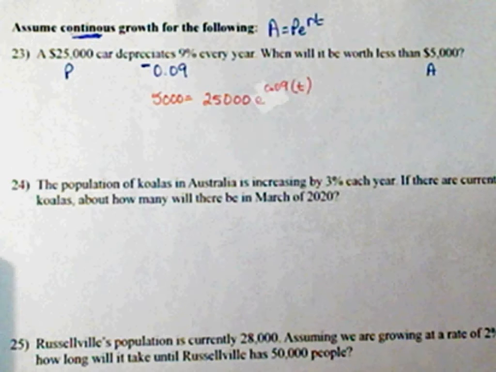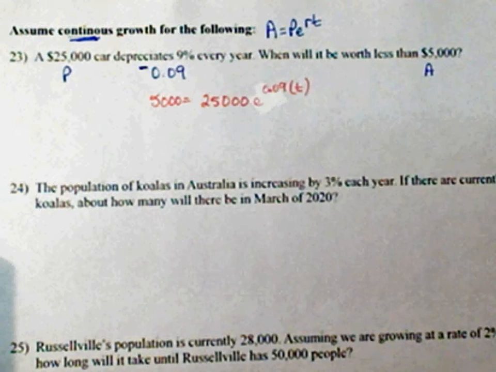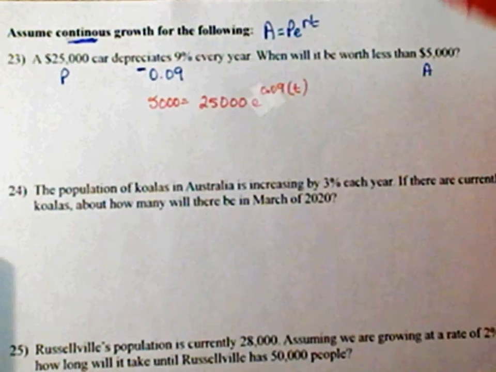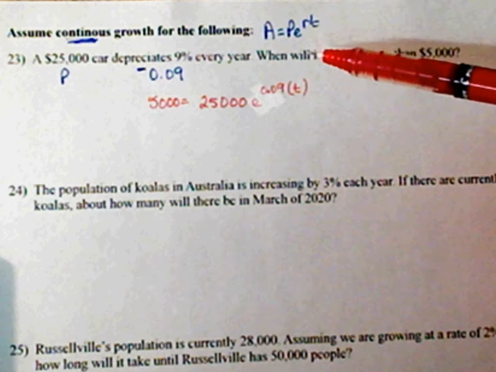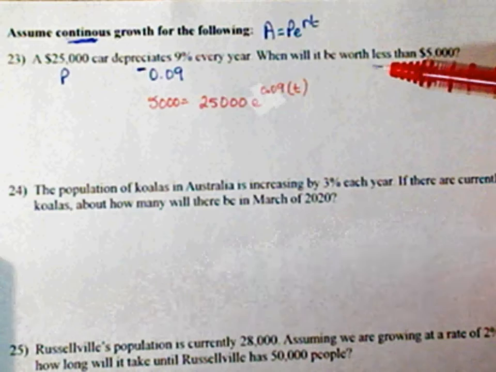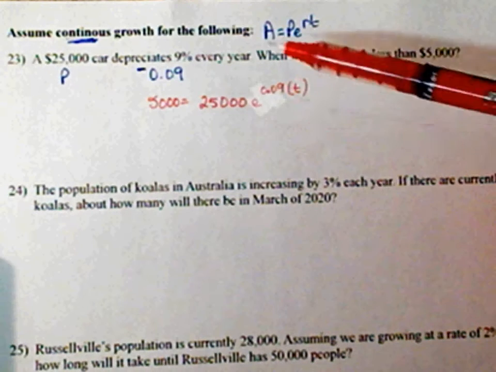Alrighty guys, this is page 5 of your Unit 6 review. This is number 23 to 26. Number 23, the direction for 23 to 25 says assume continuous growth for the following. So you have to use the principal times base of e raised to the r times t, rate times time. Alright, so let's take a look.